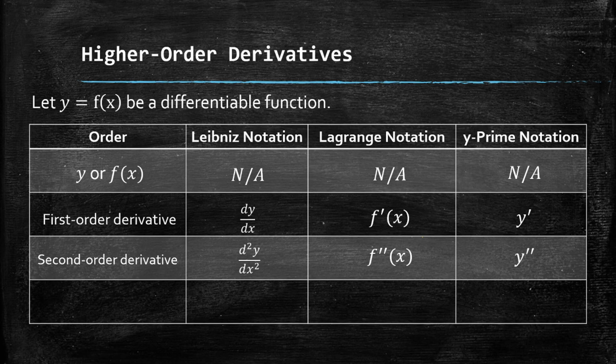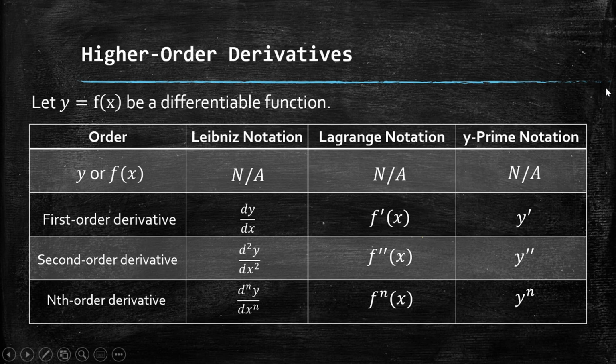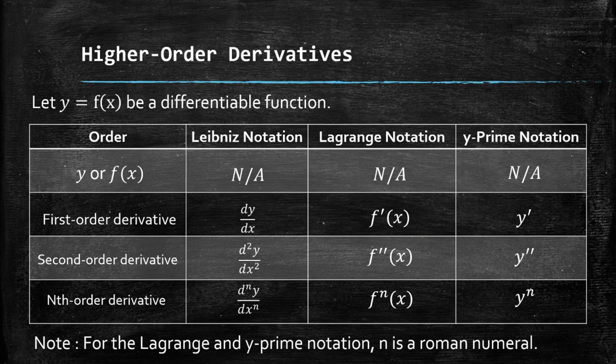And of course, if you get the derivative of the derivative of the derivative, you have the third order derivative. You have the f third prime or f triple prime, and also the y triple prime or y third prime. In general, it's an nth order derivative, where n is our placeholder. Take note that for the Lagrange and the y prime notation, n is written in a Roman numeral. For example, we have f fourth prime and y fourth prime, f fifth prime for the fifth order derivative, and so on and so forth.